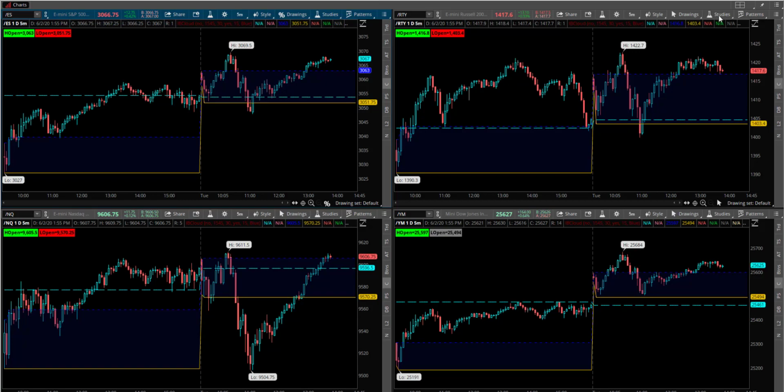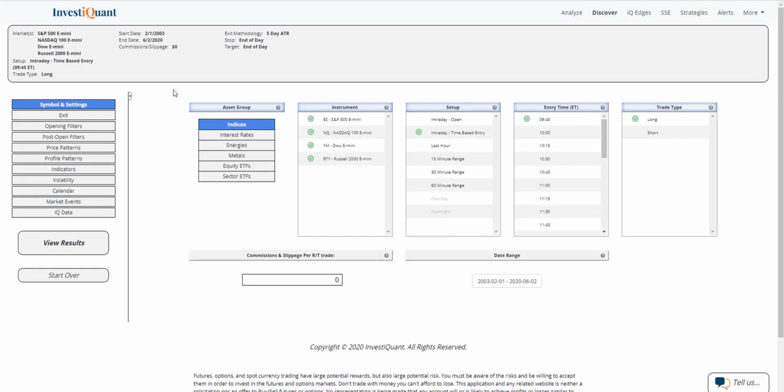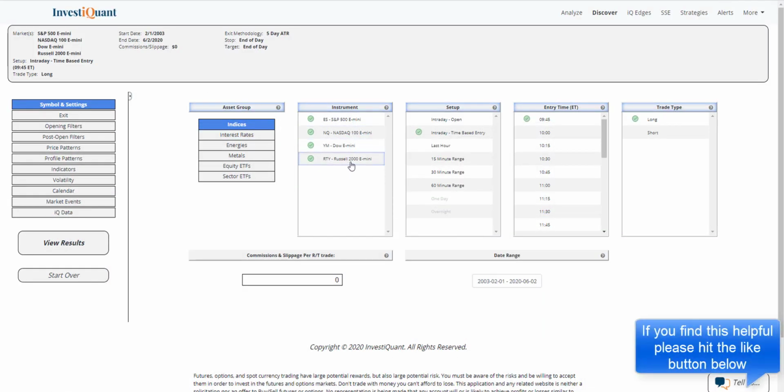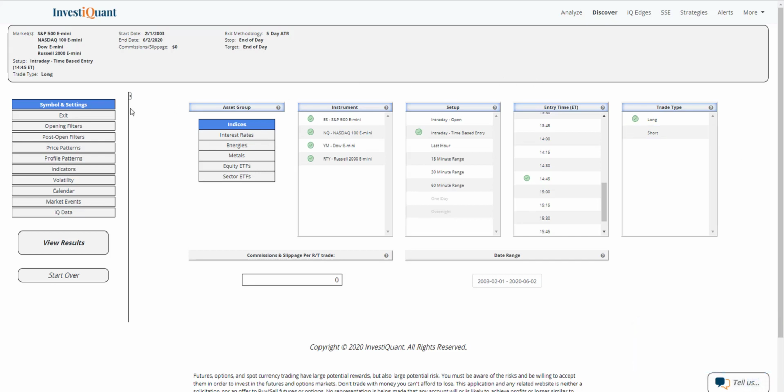So let me set this up in Discover. We're going to look at it on all four instruments. We're going to use an intraday time-based entry, and I'll go ahead and set the time-based entry here towards the end of the day. We'll pick, let's do 2:45. I don't think I've done that anytime recently, so we'll test this based on a 2:45 p.m. Eastern entry. The exit will be the end of the session, so 4:15 p.m.